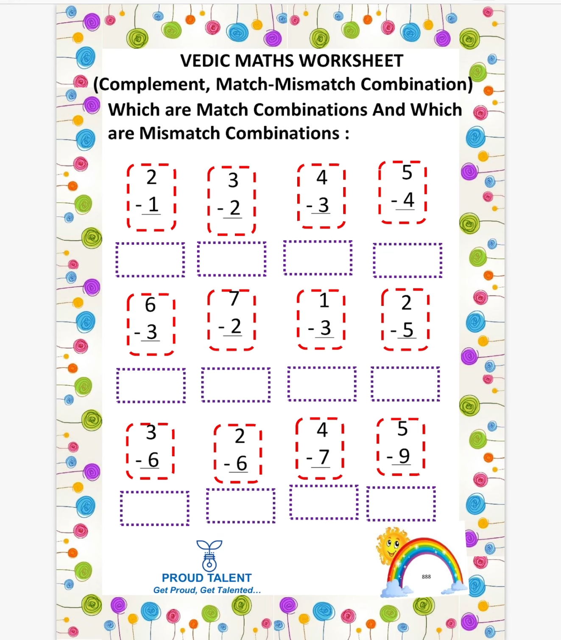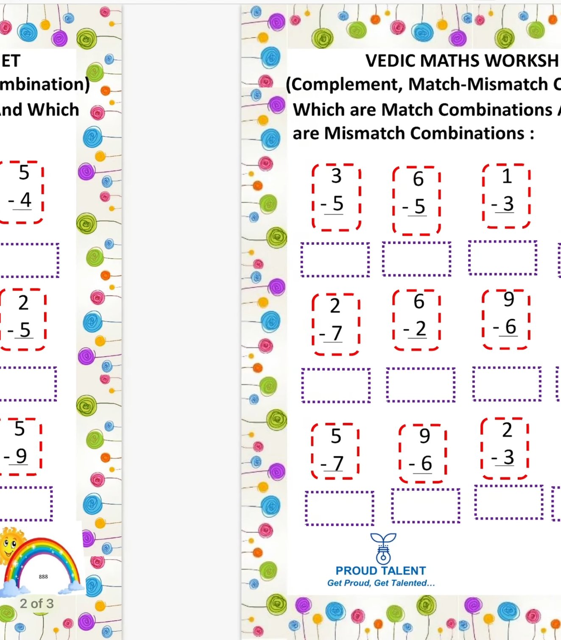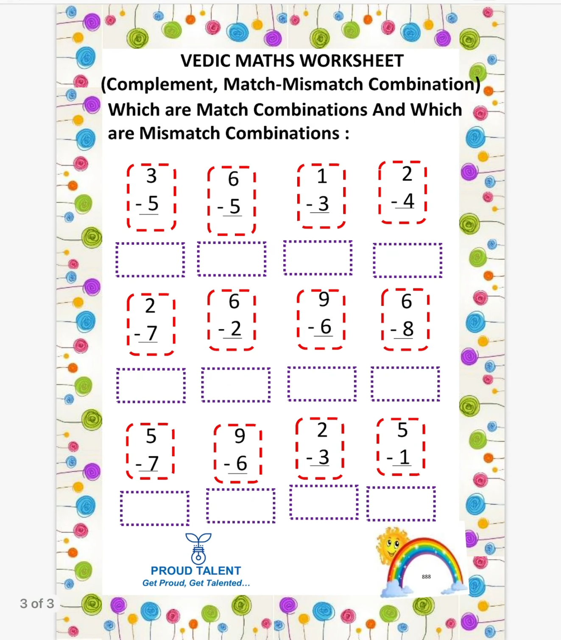You can see that 2 minus 1 definitely is a match combination, 3 minus 2 is also a match combination, 4 minus 3 also a match combination. So you can solve this worksheet, a very easy one. One more worksheet is there: 3 minus 5 is a mismatch combination, 6 minus 5 is also a mismatch combination. By solving this worksheet, you can easily get to know what match or mismatch combination is and what the complement of a number is.